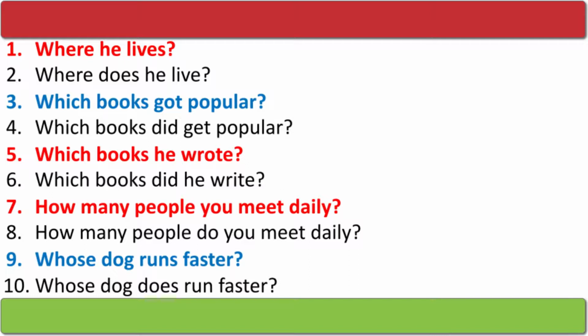And in sentence number 9, whose dog runs faster? What is the subject? Whose dog is the subject. Because the WH phrase is the subject, we can skip the auxiliary and say this sentence: whose dog runs faster. We can also say whose dog does run faster. Both are correct.